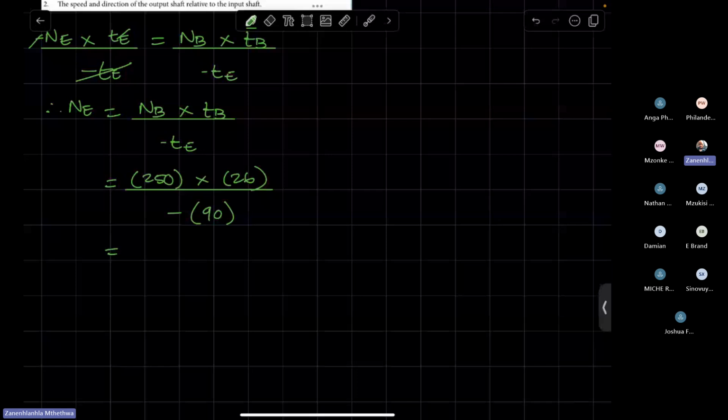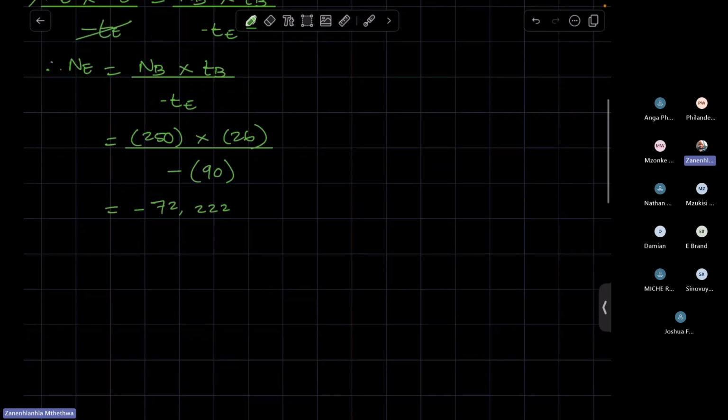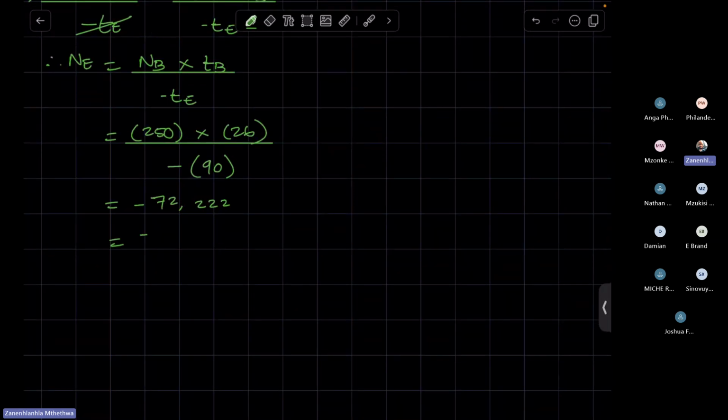And what do you get here? 72.222. All right, so remember the sign, people. So it's actually negative 72.222, right? And then you would rewrite this as 72.2 recurring revs per minute anti-clockwise. Very important to indicate the direction for epicyclic gears.